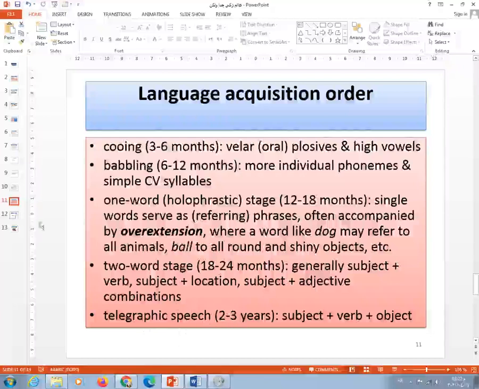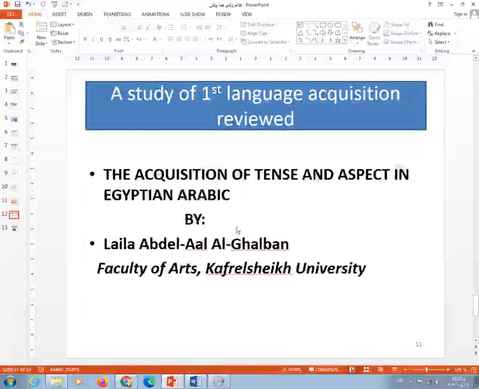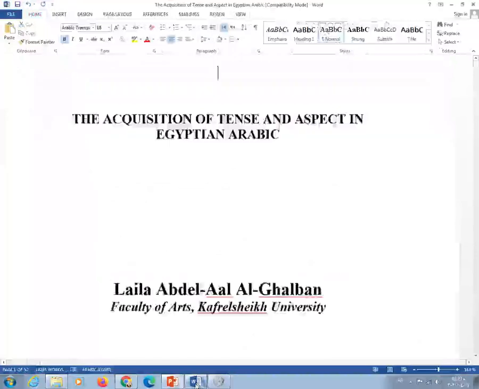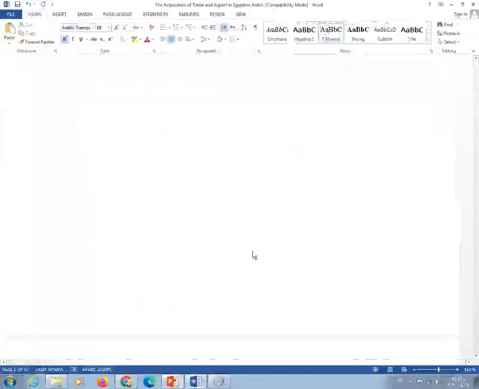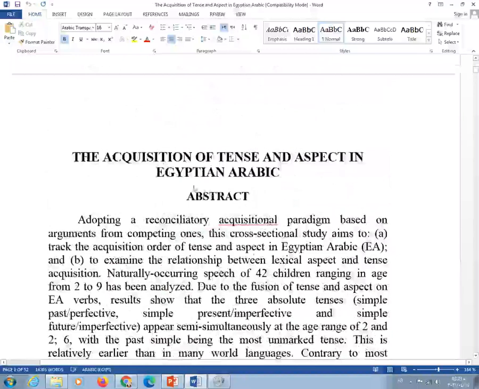And now I want to move on to a study I conducted on the acquisition. This is just to show you briefly the study I conducted many years ago on the acquisition of tense and aspect in Egyptian Arabic, and I want to show you how things have been going. Okay, let's see.